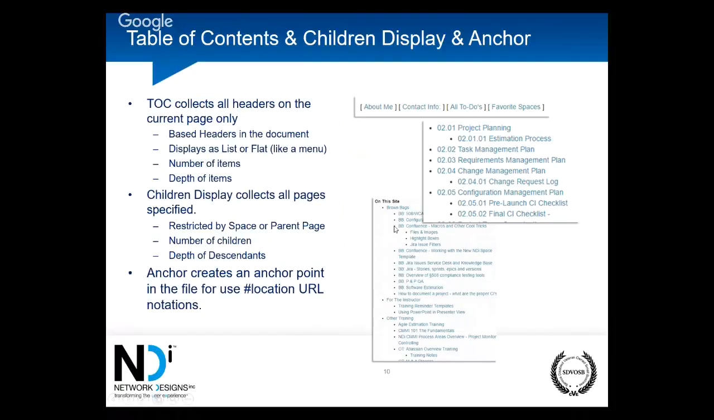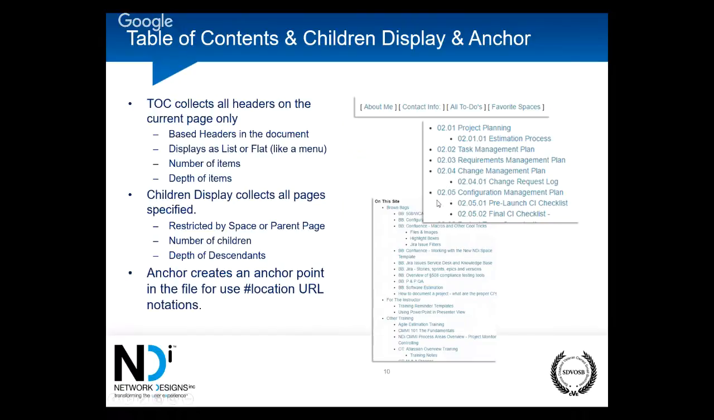The main difference is that the table of contents macro works specifically on the header tags in your current page. So if you have an H1 and an H2 and an H3, they're going to be nested appropriately. So for example, 0201 would be an H1 or an H2, and 020101 would be the next level below it. So an H3. If this is an H2, this is going to be an H3. That's going to get you your nesting properly.